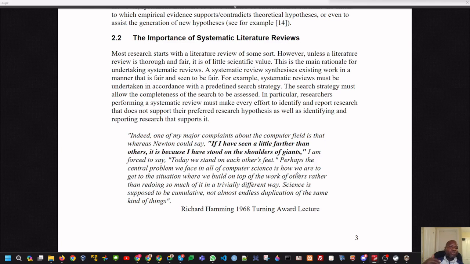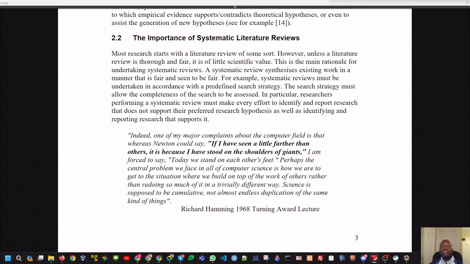We need to build on the work of others. That's why we need to find gaps, how far the others have gone, and we build on top of that, so that you can say that you have stood on the shoulders of giants. And the other sciences are very good at that. So in computer science, we should also start doing that. That is the encouragement we get from these guys.